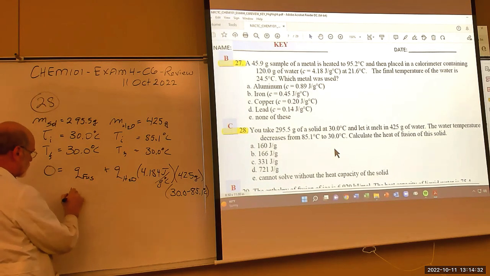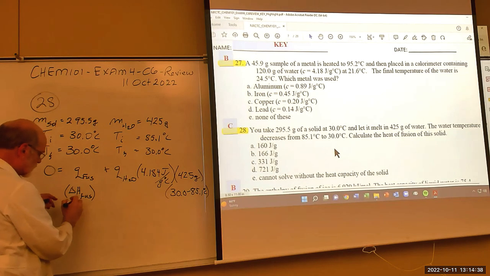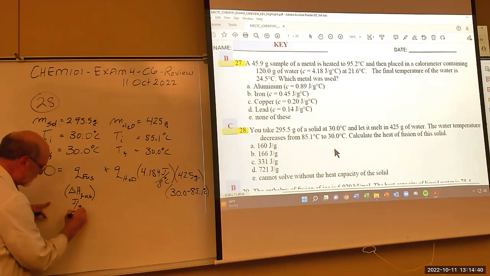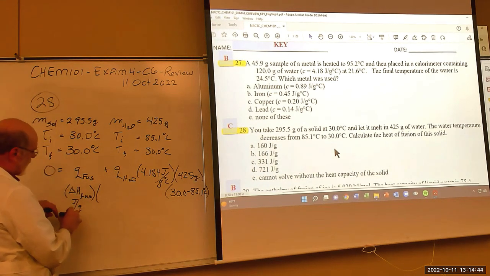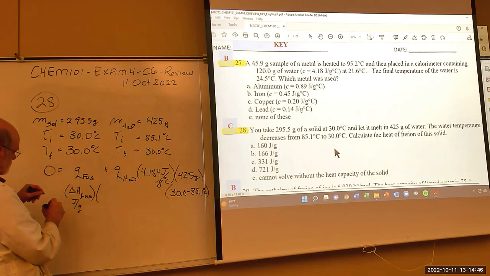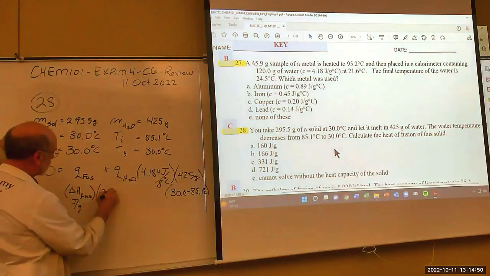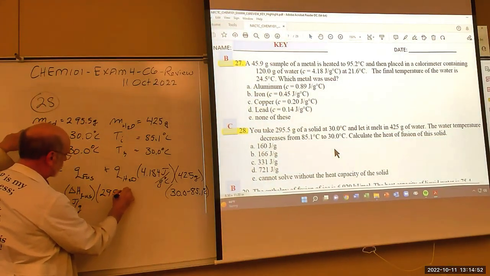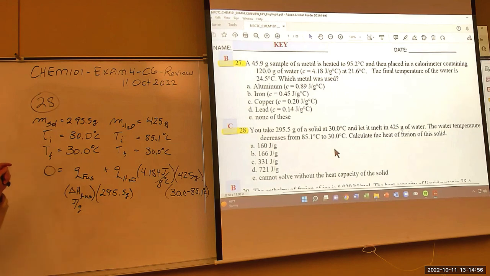I think it's a delta H. Delta H fusion. Right. And this is going to be in joules per gram. And over here, you have the mass, right? You need the mass, 295.5, to cancel the grams and leave you with joules. Okay?